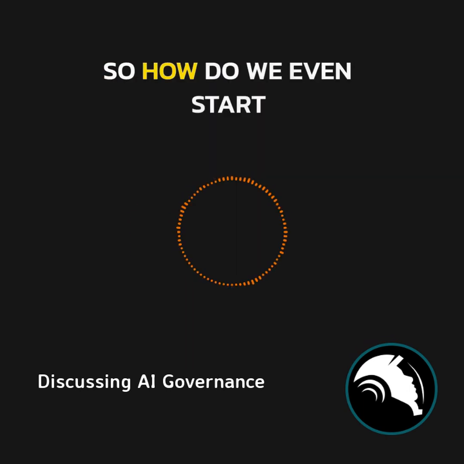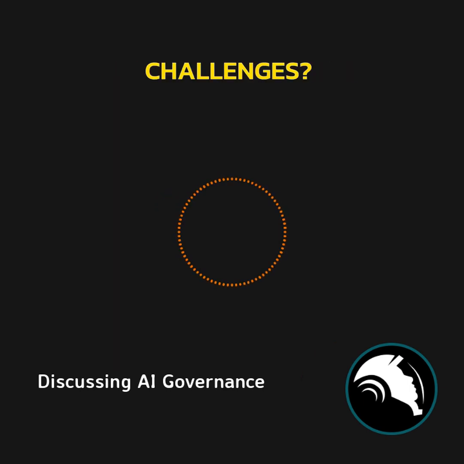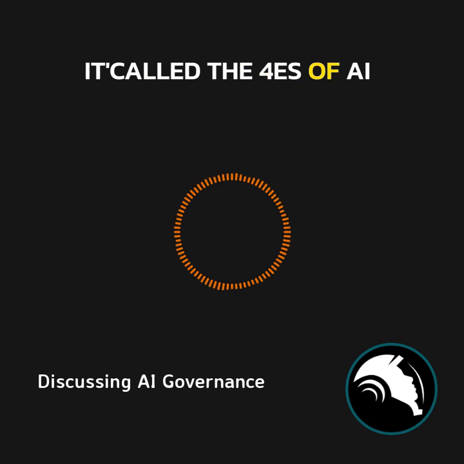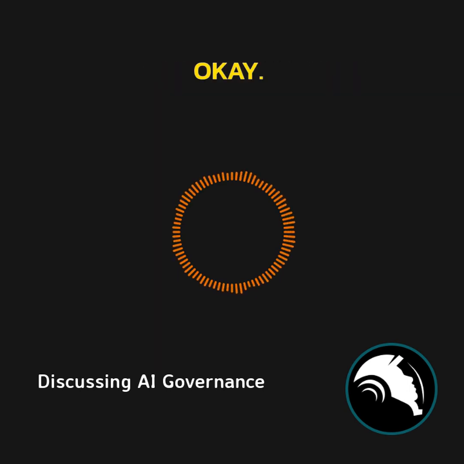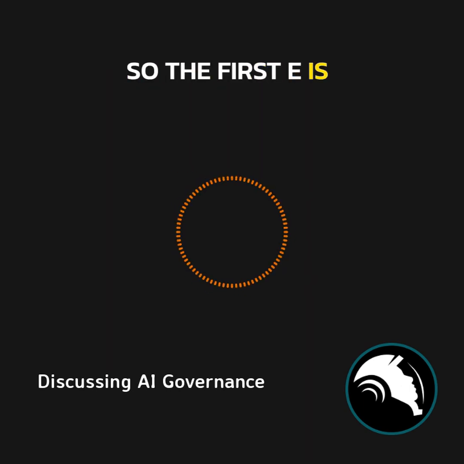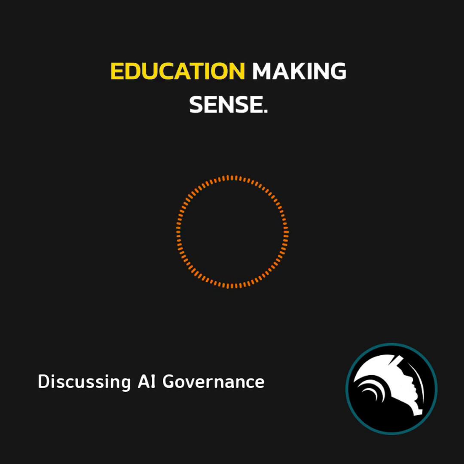Exactly. Okay, so how do we even start to tackle all these challenges? Well, the paper lays out a really helpful framework. It's called the 4 E's of AI governance. 4 E's, okay. I like it. Easy to remember. Right. So the first E is education. Okay. Education. Making sense so far.